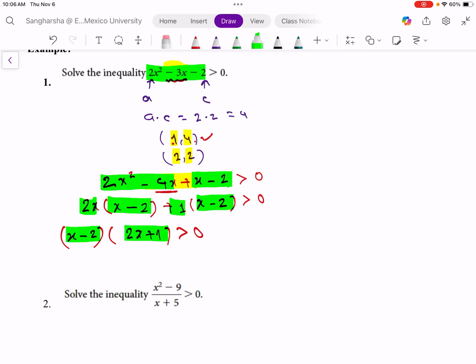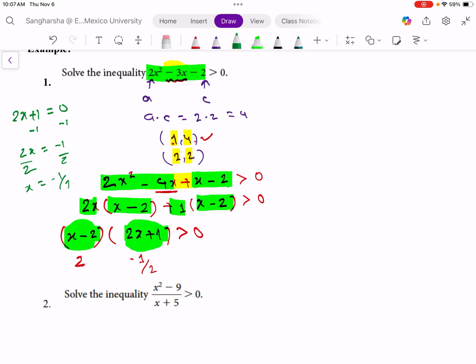Let's take the first factor. For what x value is this factor 0? 2, right? So 2 is the zero for this factor. Now for what x value is 2x plus 1 equal to 0? Negative 1/2, right? If you need help with that, you can write down this factor, set it equal to 0, and solve the equation. You subtract 1, 2x equals negative 1, divide by 2, and you get x equals negative 1/2. You can do this if you need help finding the real zeros.